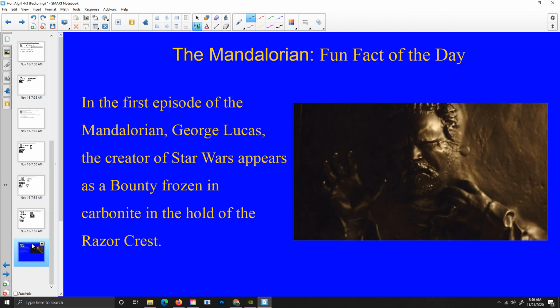So, the Mandalorian fun fact of the day. In the first episode of The Mandalorian, George Lucas, the creator of Star Wars, appears as a bounty frozen in carbonite in the hold of the Mandalorian's ship, the Razor Crest.